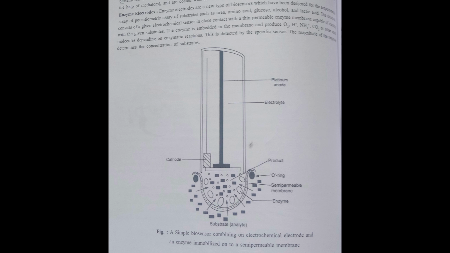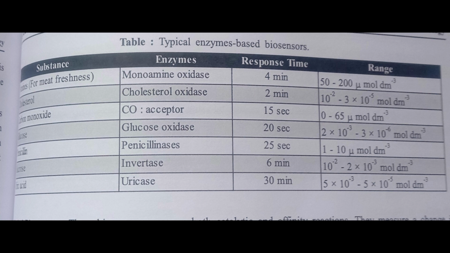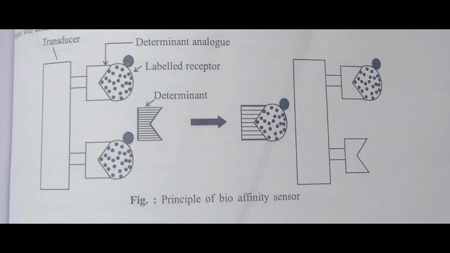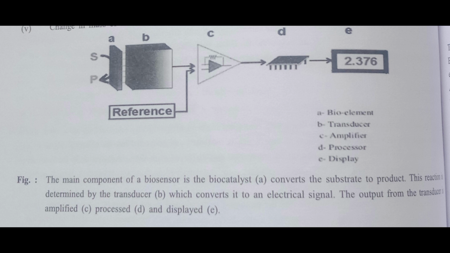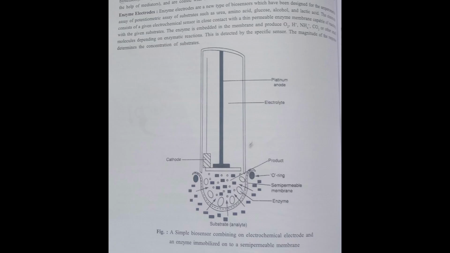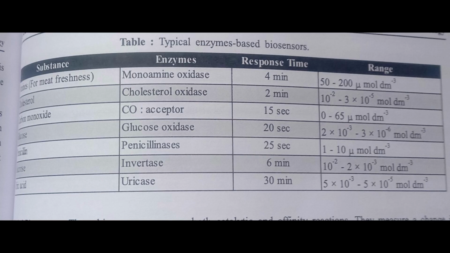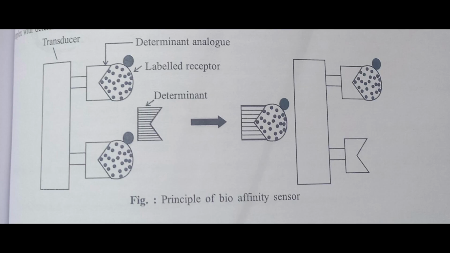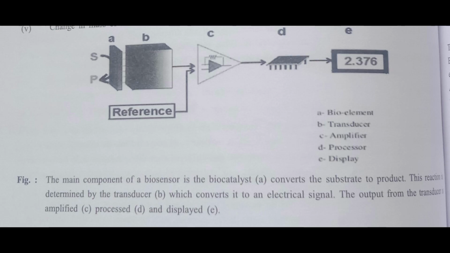Enzyme electrodes. The enzyme electrodes are a new type of biosensor which have been designed for amperometric or potentiometric assay of substrates such as urea, amino acids, glucose, alcohol, lactic acid. The electrode consists of a given electrochemical sensor in close contact with a thin permeable enzyme membrane capable of reacting with the given substrate. The enzyme is embedded in the membrane and produces oxygen, hydrogen H plus, NH4 plus, ammonia, carbon dioxide CO2 or other small molecule depending on enzyme reactions. This is detected by the various sensors. The magnitude of the response determines the concentration of the substrate.